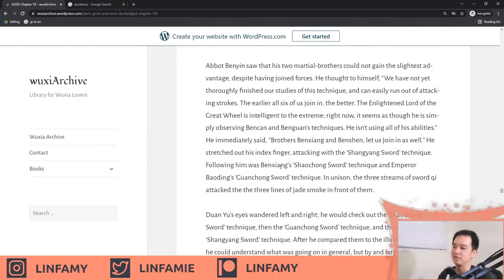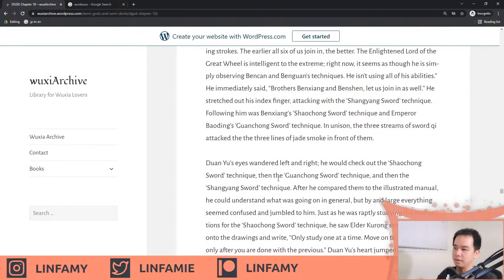He stretched out his index finger, attacking with the Shanyang sword technique. Following him was Bun Xiang's Shaochong sword technique and Emperor Baoding's Guanchong sword technique. In unison, the three streams of sword qi attacked the three lines of jade smoke in front of them.